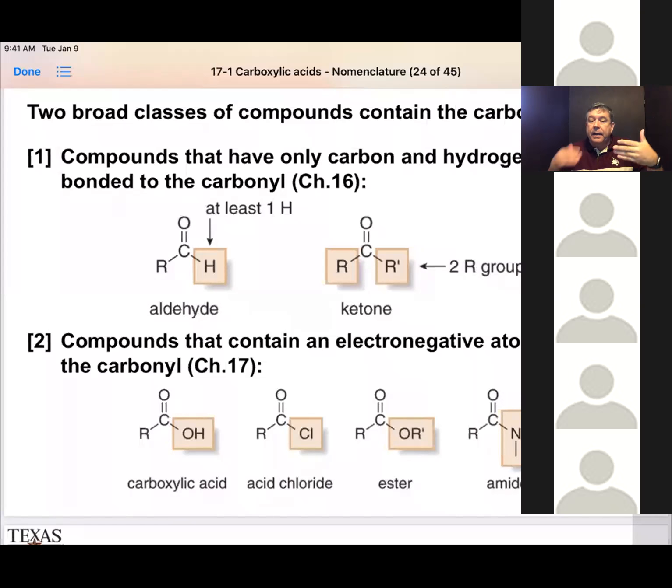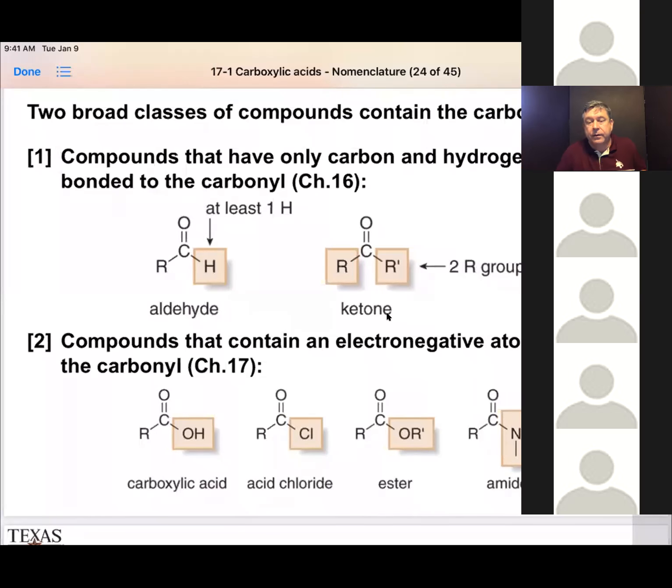Carboxylic acid and esters are about the same, and so we can make those out of anhydrides and acid chlorides. But once we get to the amide, that's the least reactive of the set, and so we actually have to hydrolyze that amide to make an ester or a carboxylic acid. So the reactivity series is a key phrase in these things, and converting from one to the other using different reactions.